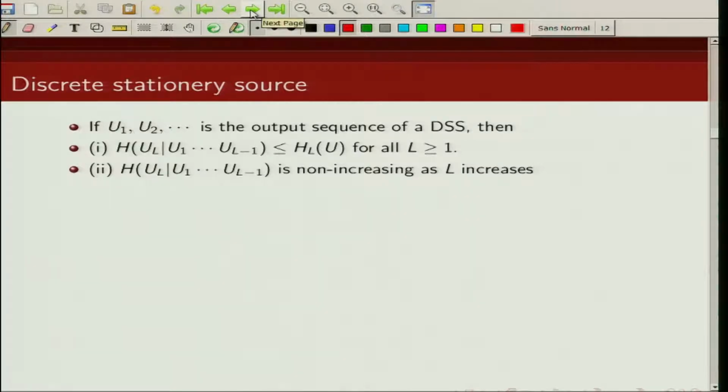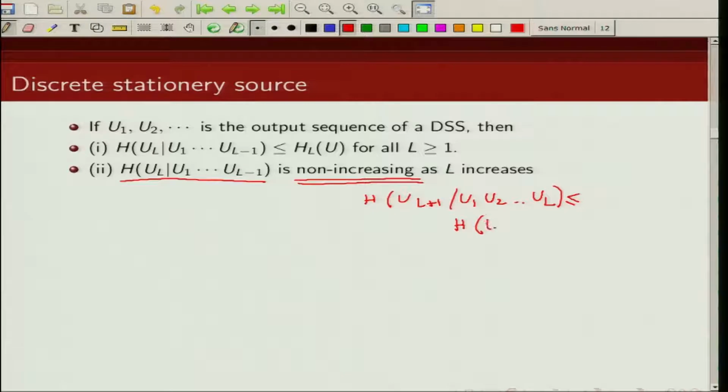The next property that we are going to prove is that the conditional entropy H(U_L given U_1, U_2, ..., U_{L-1}) is a non-increasing function of L. So in other words, the uncertainty in U_{L+1} given U_1, U_2, ..., U_L will be less than or equal to the uncertainty in U_L given U_1, U_2, ..., U_{L-1}. So it's a non-increasing function of L.